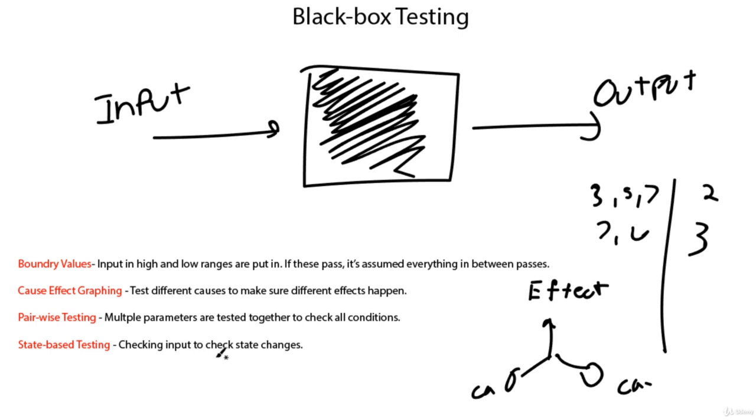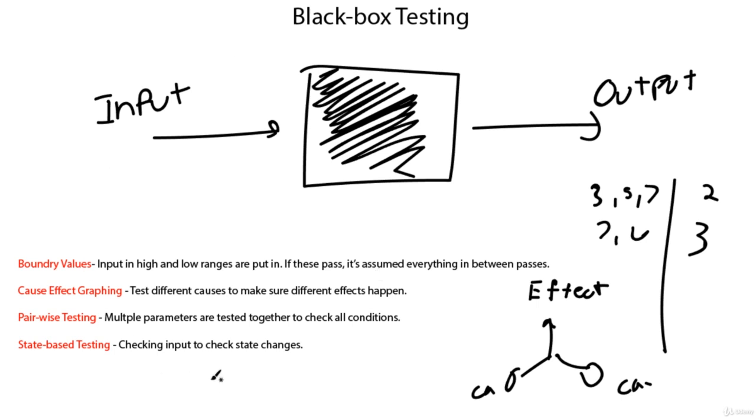Pairwise testing is when we have multiple parameters being tested, and we're trying to check all conditions. So we have a form or something, and there's 28 different ways to say yes and no and different values. We're trying to test by putting in those different pairs to see if the output is what we expected.